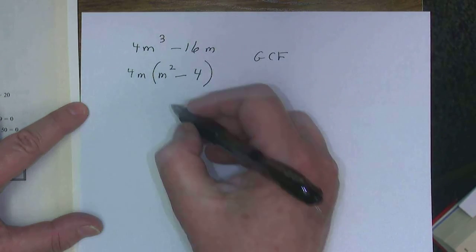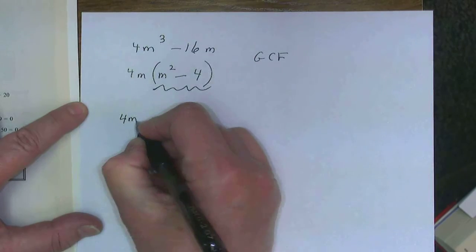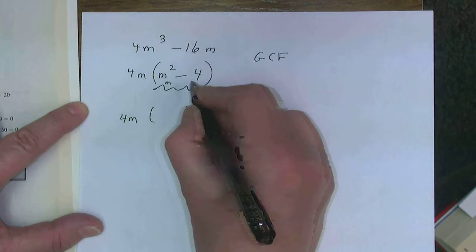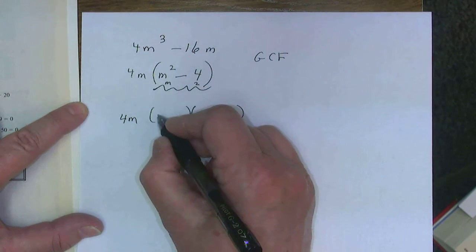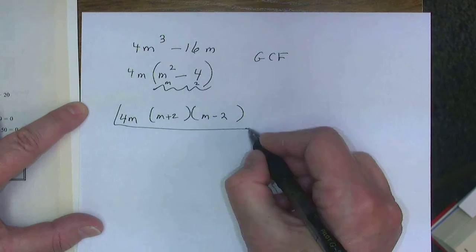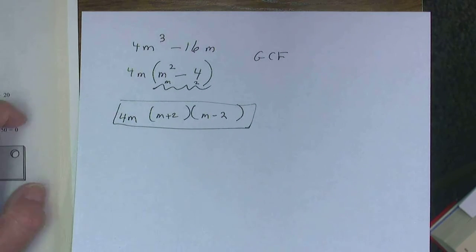Now, notice this is the difference of squares. So I have m squared minus 4, and that factors into the square root of m squared is m, the square root of 4 is 2. So 4m times m plus 2 times m minus 2. That is the final answer for factoring completely.